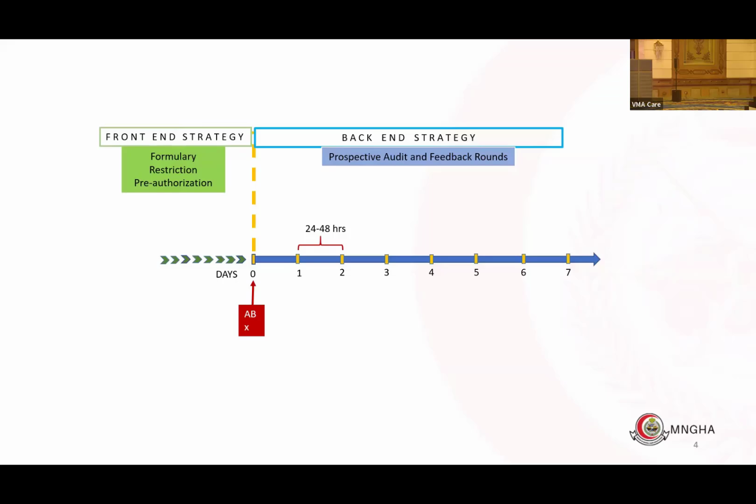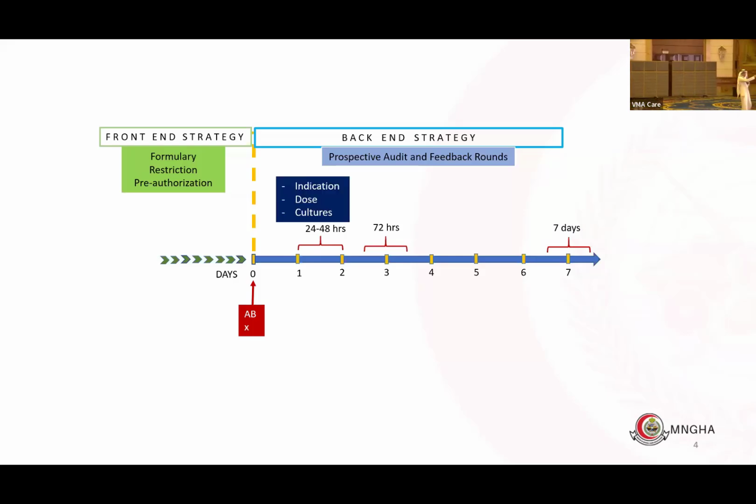Indication: make sure he started Meropenem because he has, for example, a specific infection. Or dose. Then at 72 hours, and at day 7. So you can do a BAF round at 24 to 48 hours, or at 72 hours, or at day 7. Here I will check indication, dose, and culture. I want to make sure that a culture was done.